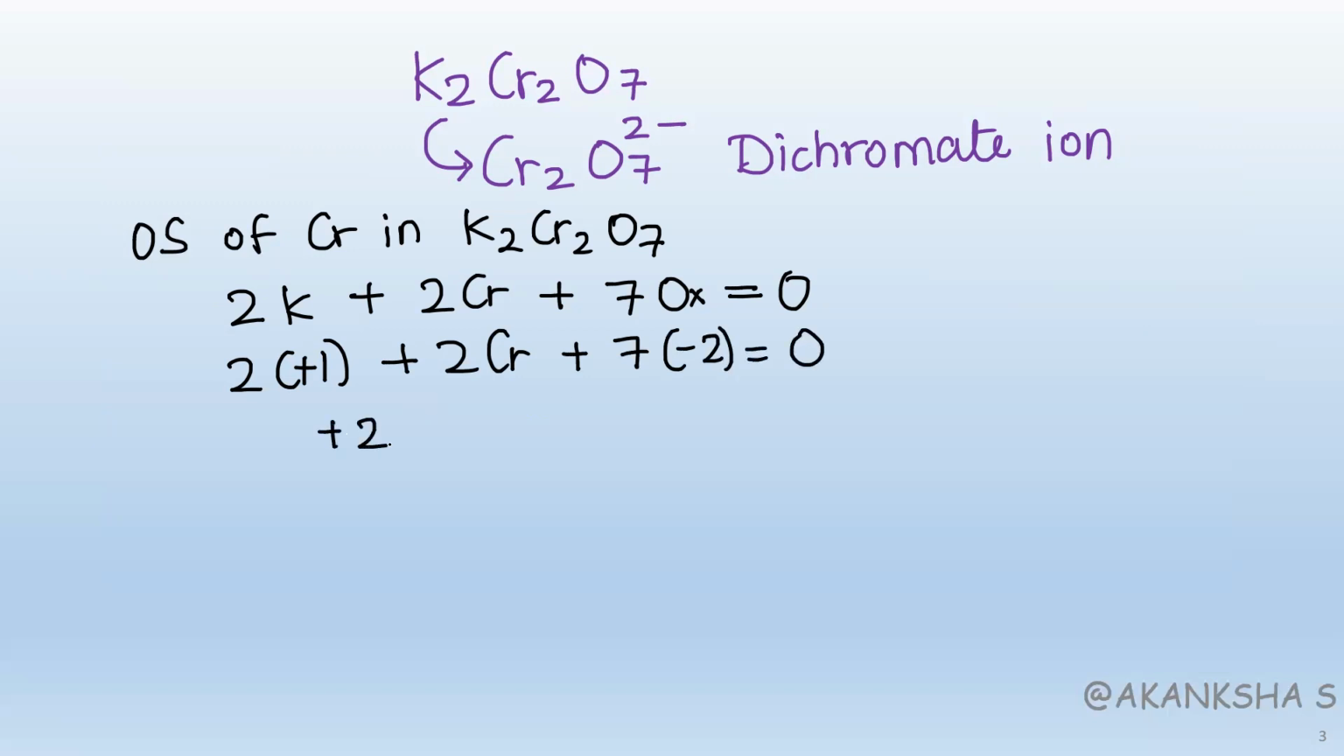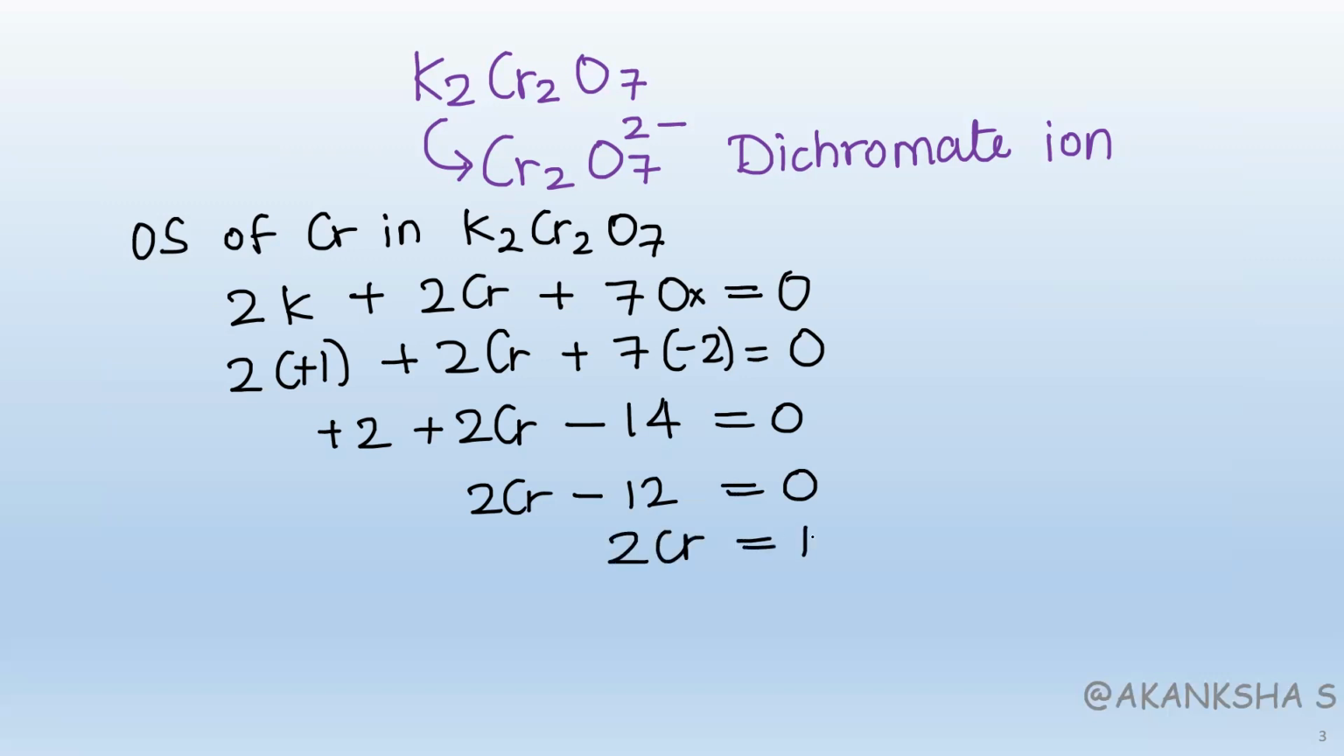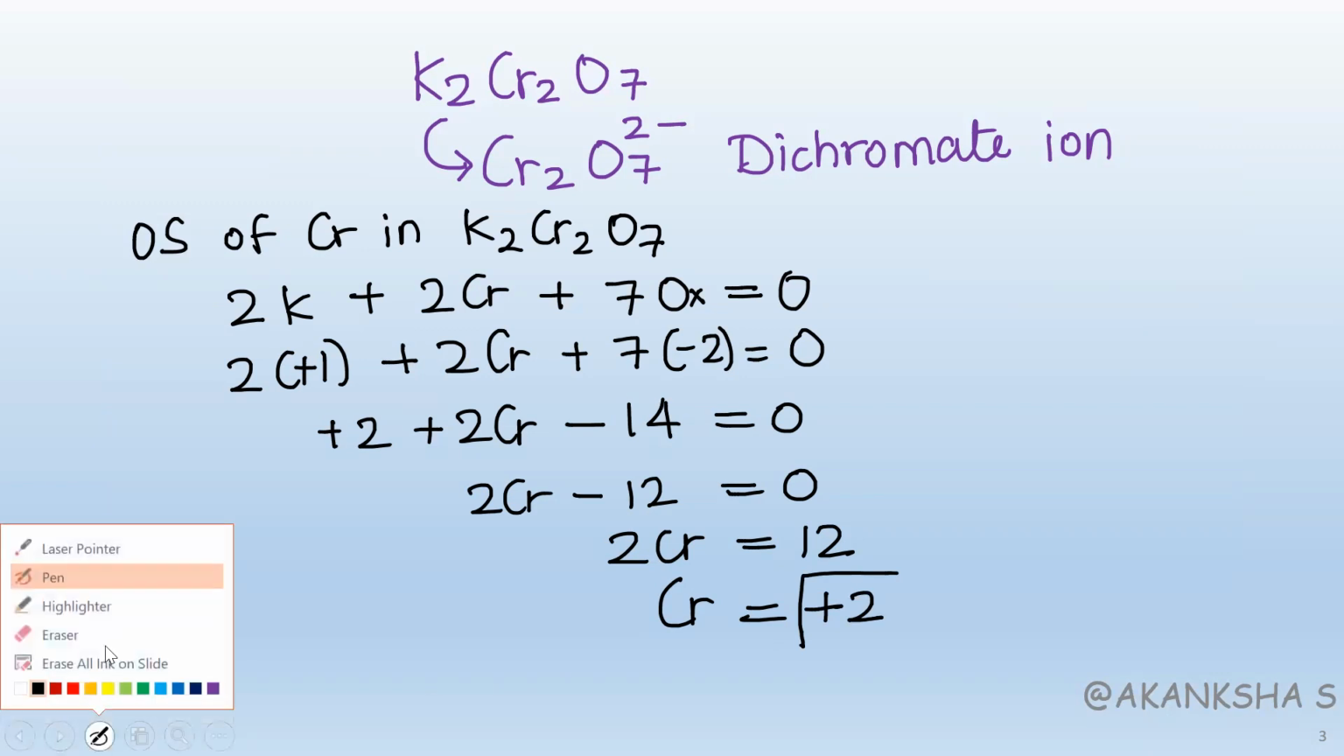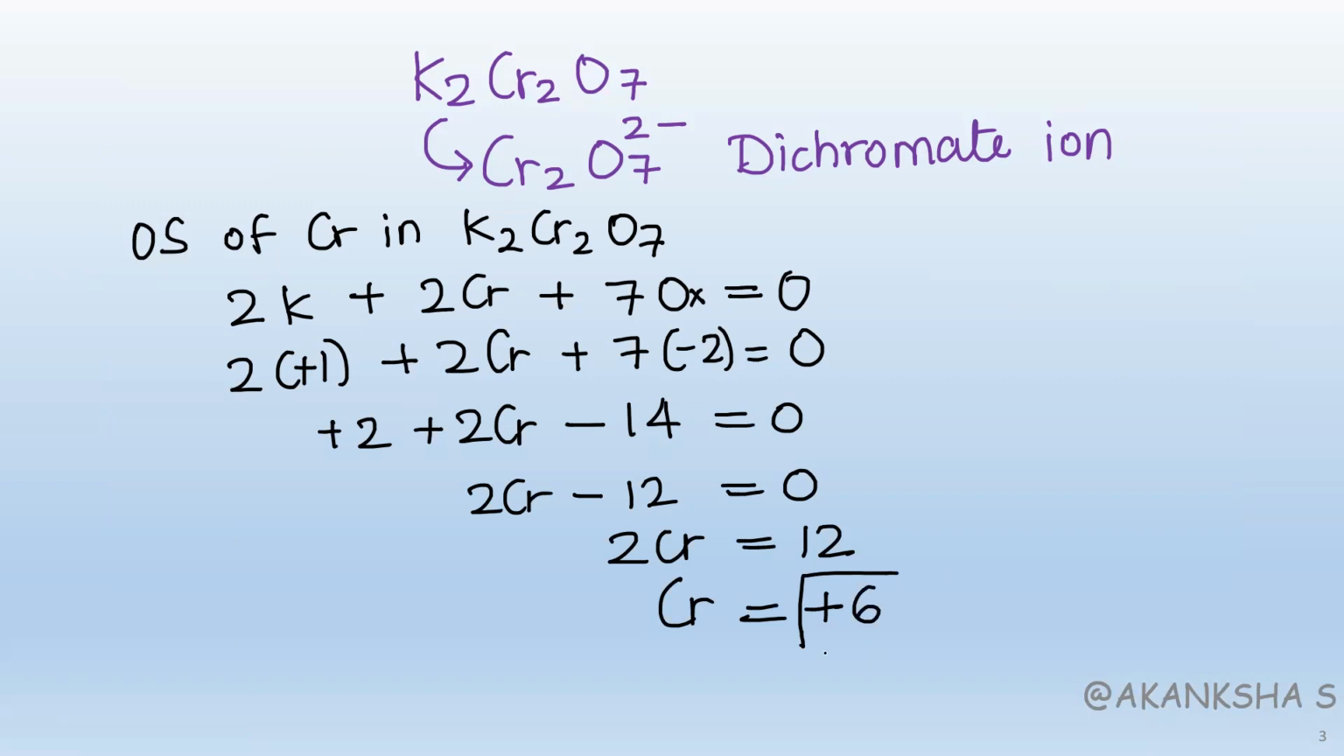Okay, so it is +2, chromium, -14 is equal to 0. 2 chromium minus 12 is equal to 0. 2 chromium is equal to 12. And finally, we can see chromium in this particular compound, my bad, it should be 6. Okay, has an oxidation state of +6. So chromium in this particular potassium dichromate compound has an oxidation state of +6.